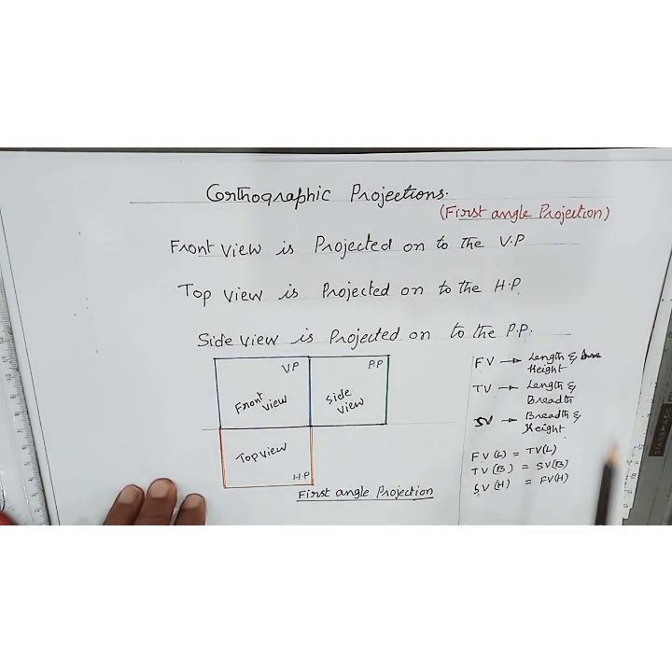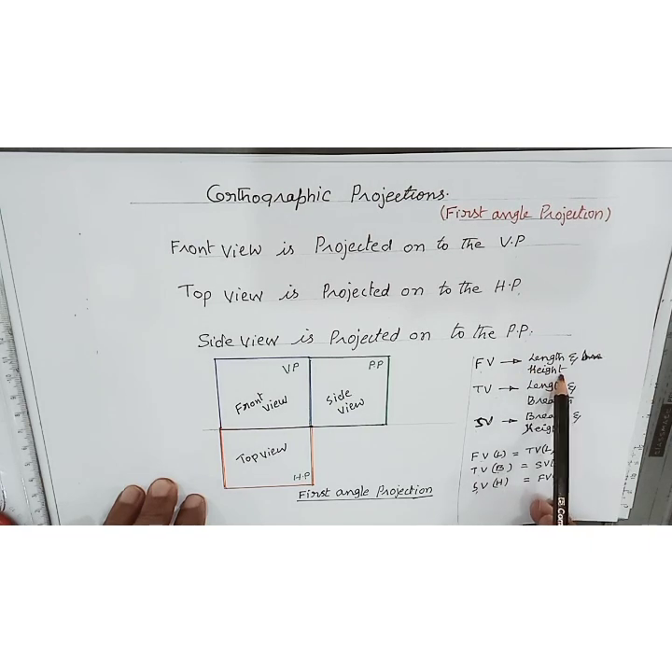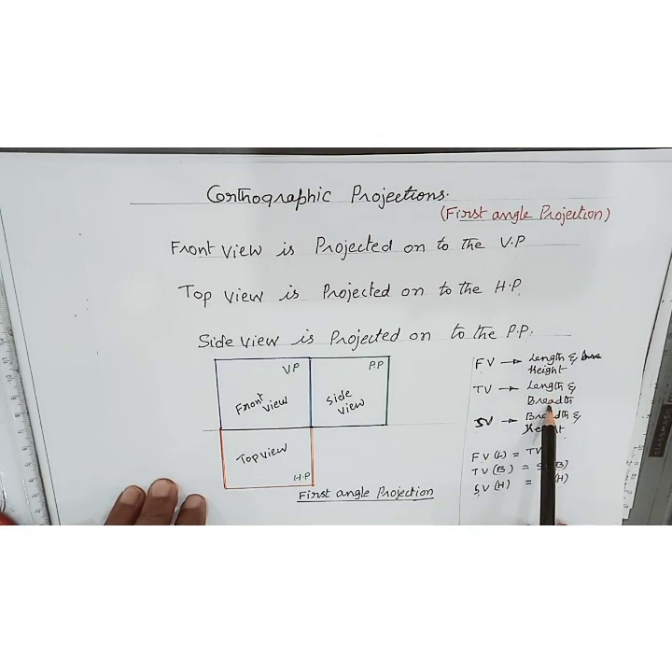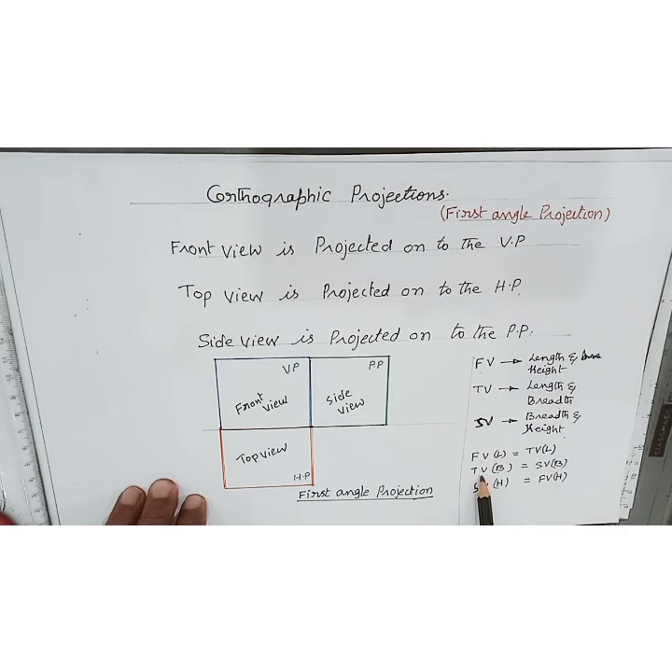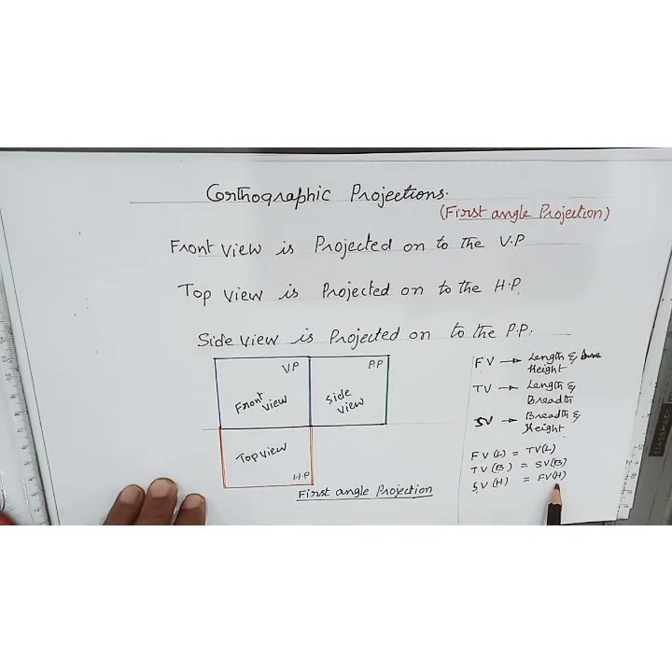Again I am saying, in the case of front view we will see length and height, top view length and breadth, side view breadth and height. The common measurement between two views, say between front view and top view, is length, between top view and side view is breadth, and between side view and front view is height.